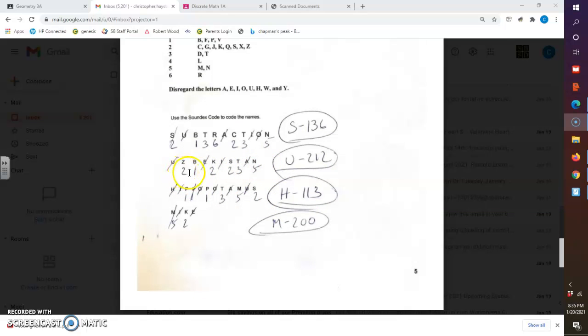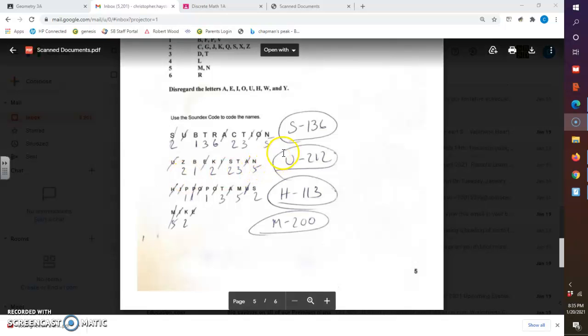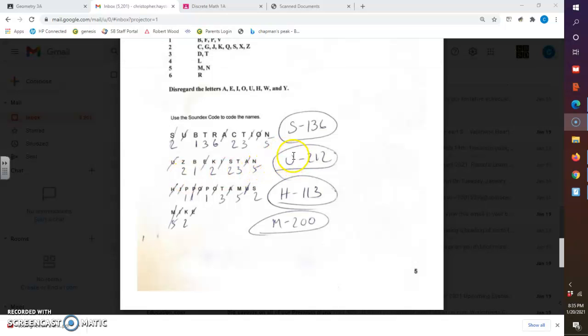Uzbekistan. The 2, 1, 2, 2, 3, 5 under the letters. And if you notice, I cross out U, E, I, and A. First number's crossed out. There's no numbers in a row. I don't need to cross anything out like that. So I write my first letter again, U, and I take my first 3 numbers, 2, 1, 2.